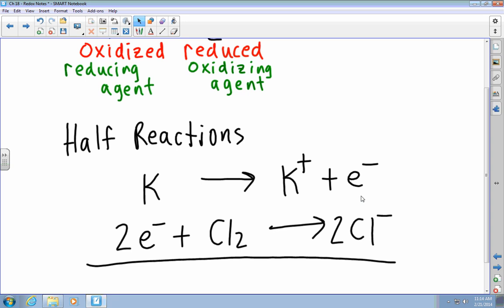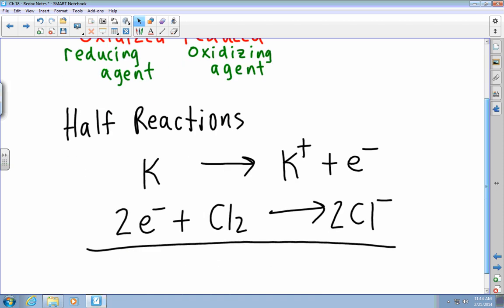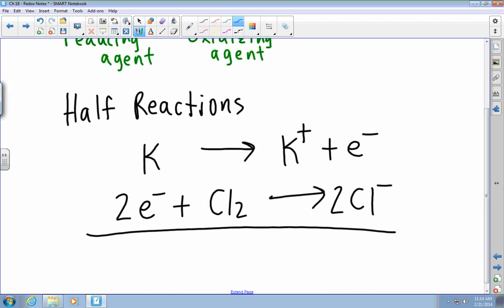And the chlorine is gaining 2 electrons to become Cl minus. And in order for both of these half reactions to add up to give the overall reaction, turns out that the first reaction has to happen twice. Because in the second reaction, the chlorine needs to gain 2 electrons. So those 2 electrons have to come from somewhere, and they come from 2 potassiums.